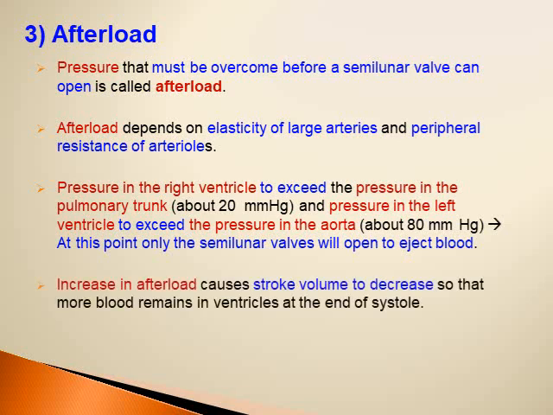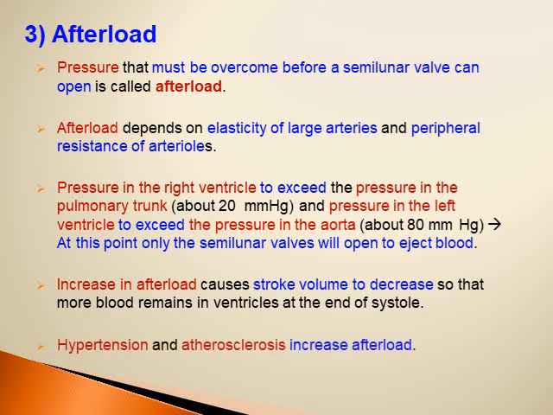An increase in the afterload causes stroke volume to decrease. So less blood will be ejected, so I have less stroke volume, and this will increase the end systolic volume in each ventricle. So an increase in the afterload causes stroke volume to decrease, so that more blood remains in the ventricles at the end of systole.